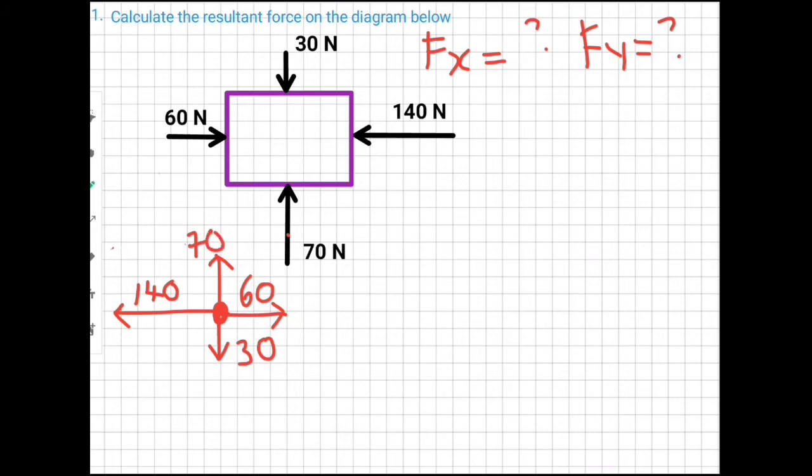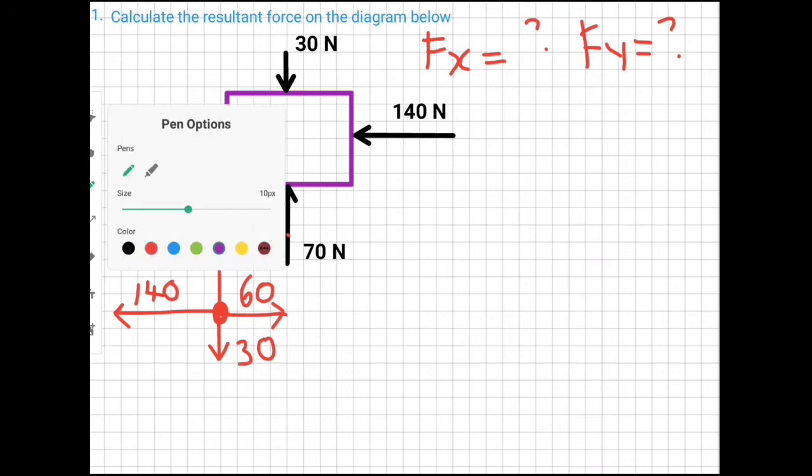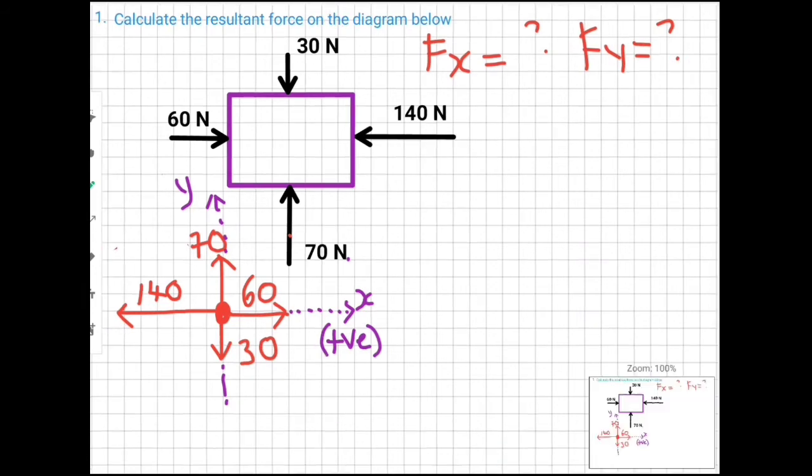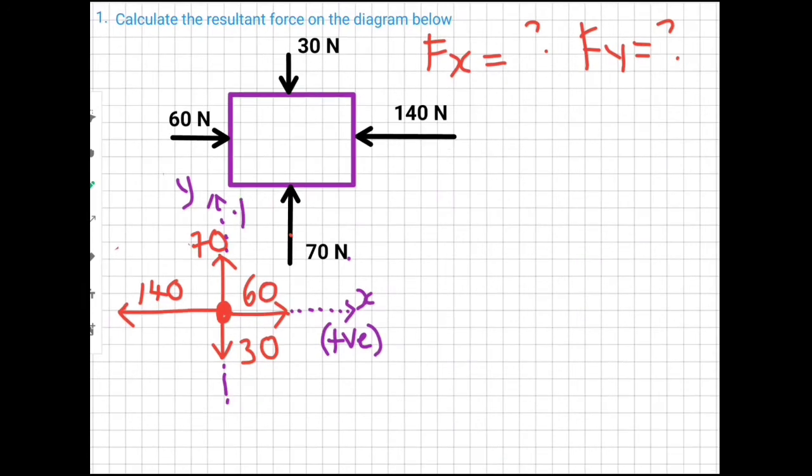Now, once I do this, I've got vectors that are acting in 2 dimensions, but the 2 dimensions are the y dimension and the x dimension. What if I make one of the directions positive? If this was a Cartesian plane, the east direction will be the positive direction, and then the west will be the negative direction. On the y-axis, going up would be the positive direction.